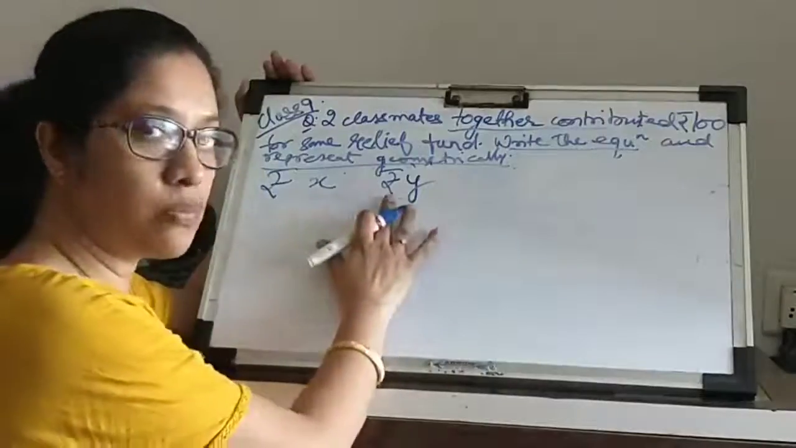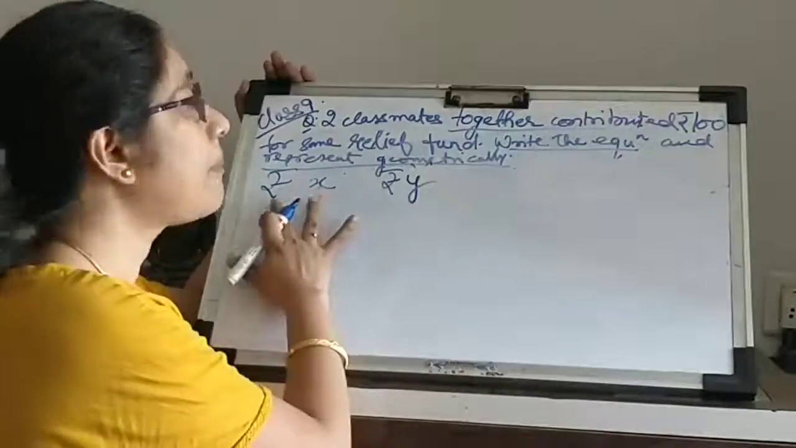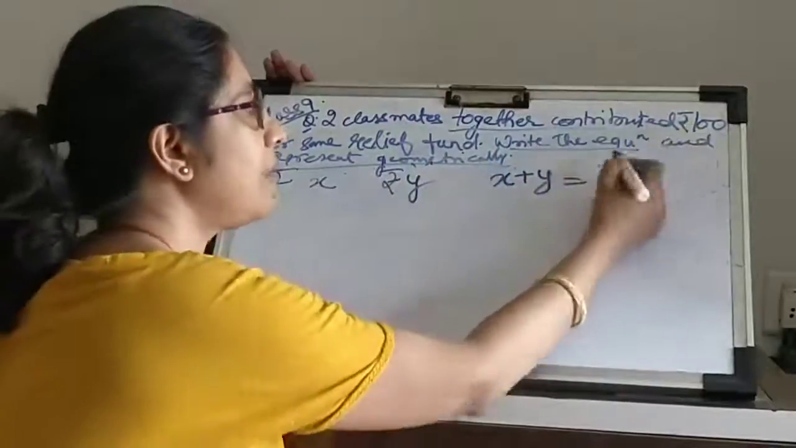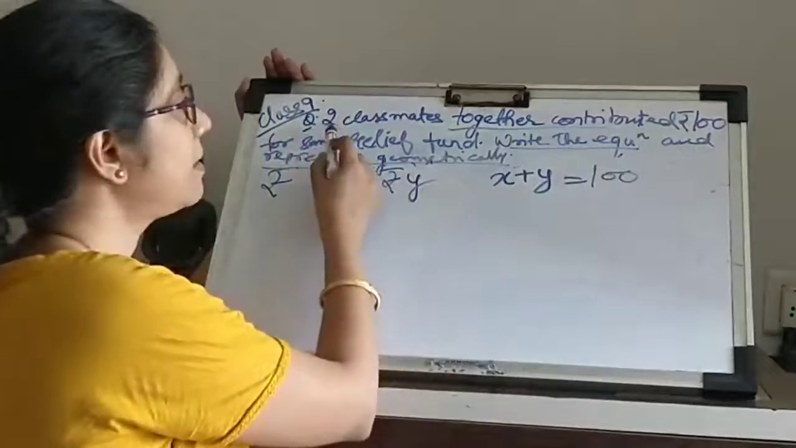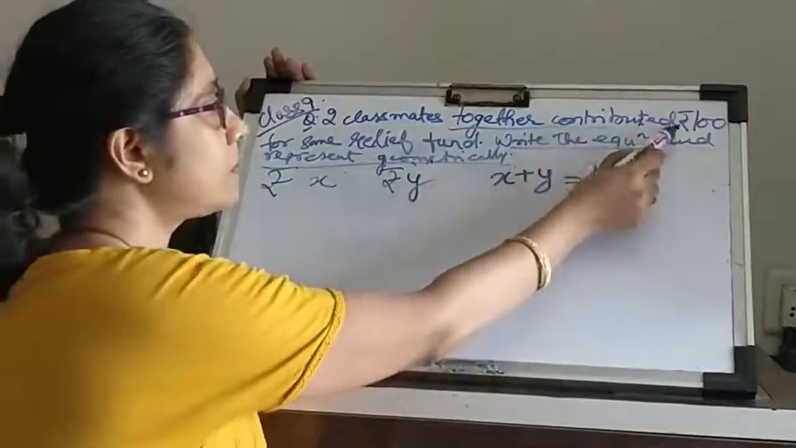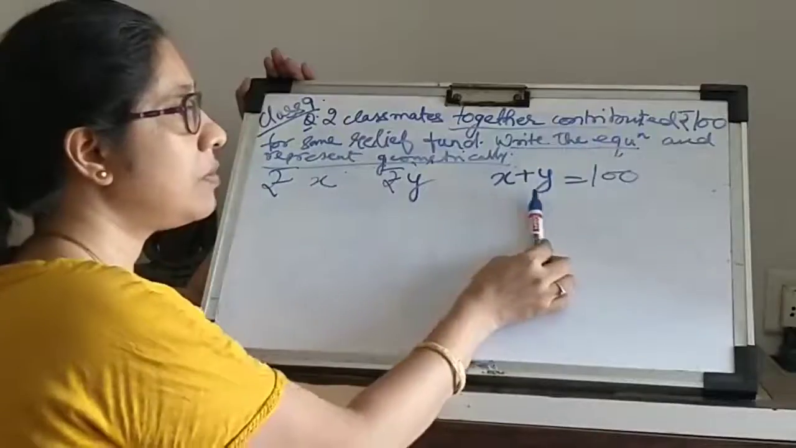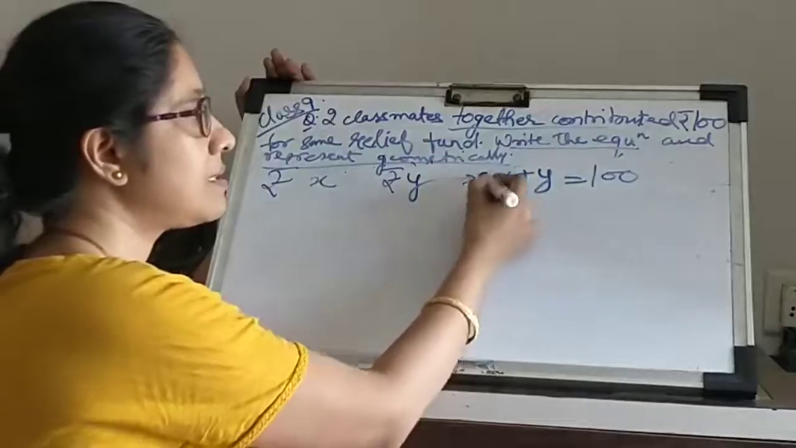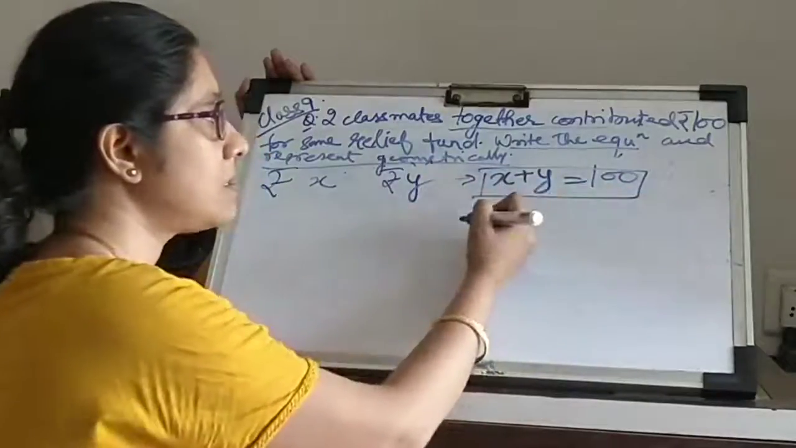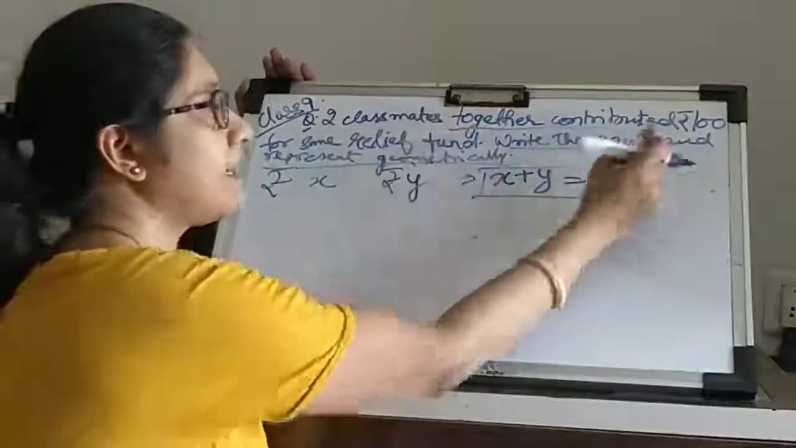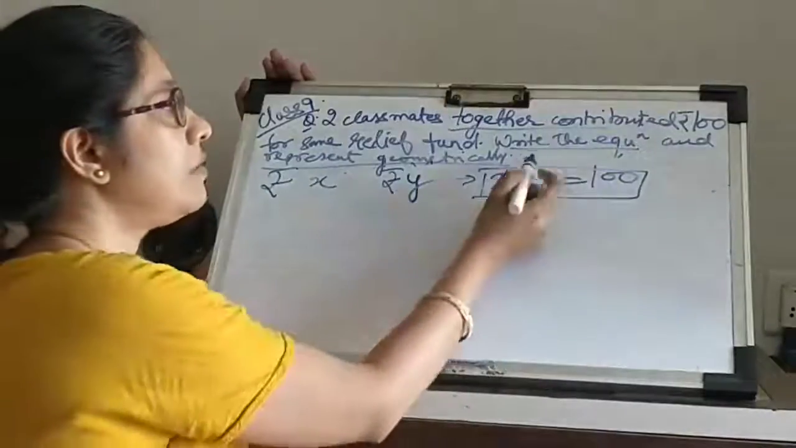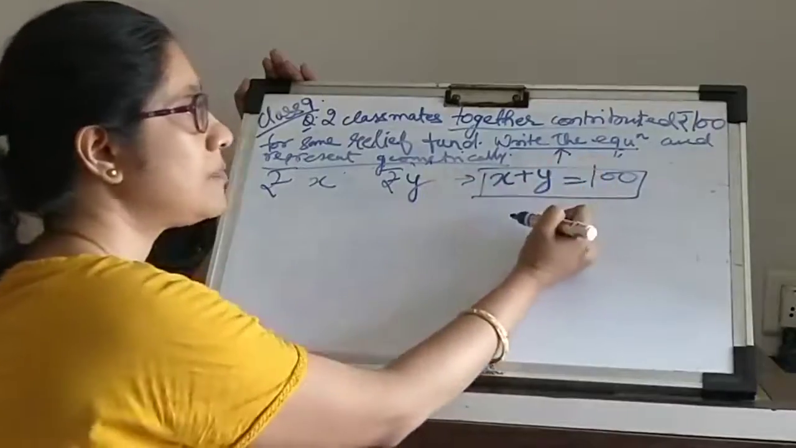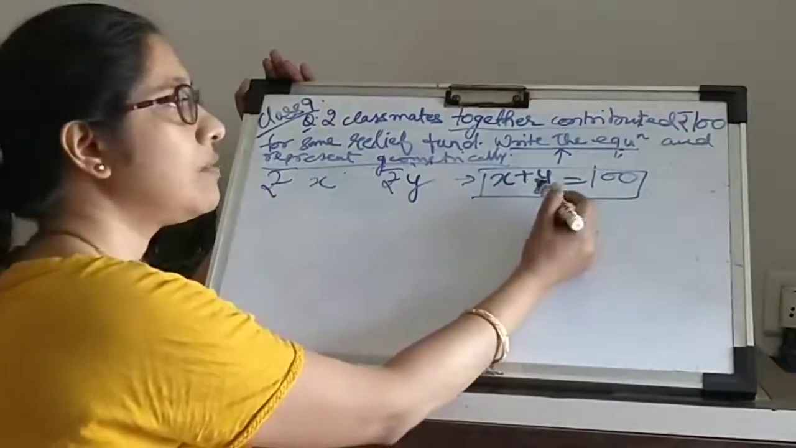And what is the relationship between the two contributions? They both add up to ₹100 because together they make ₹100. What is it saying? Two classmates together contribute ₹100. That means both their contributions add up to 100. So you see, as simple as that, this is your linear equation in two variables: x + y = 100. Okay, so we have solved the first part, write the equation. What do we have to do next?